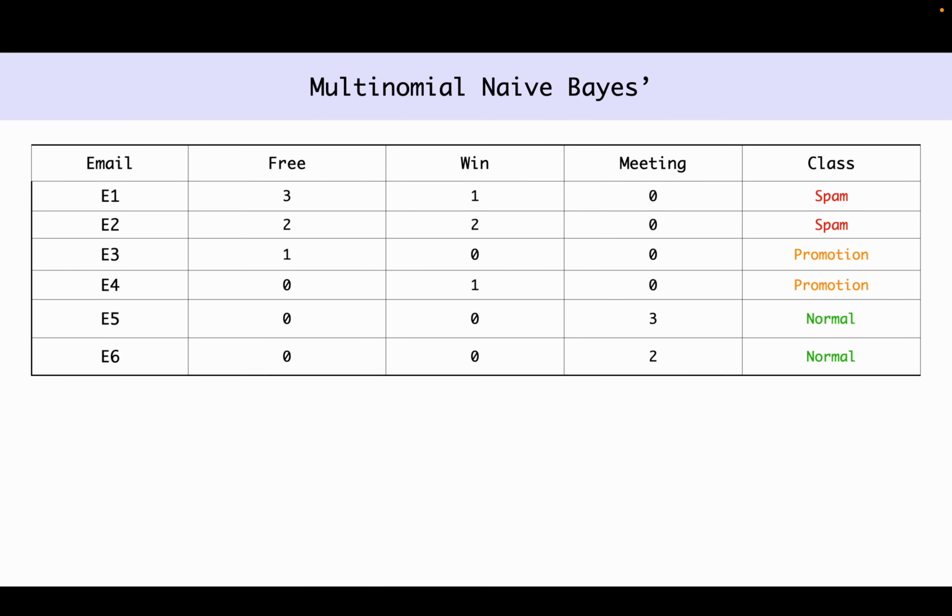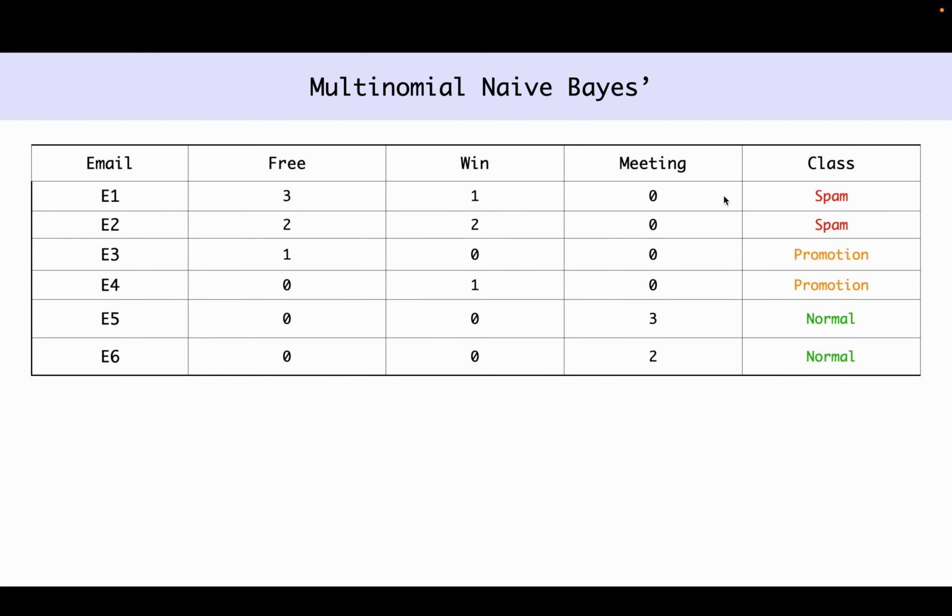Let's now go to multinomial naive Bayes, which is the second category of naive Bayes. Here, as we know, we use counts as the features. For example, if we want to find out whether a given mail is spam, a promotion, or a normal mail, we count how many times each word has occurred and tabulate it here. For example, you have 6 emails, E1 to E6, and in each of these emails we have counted the occurrence of each word and listed it here.